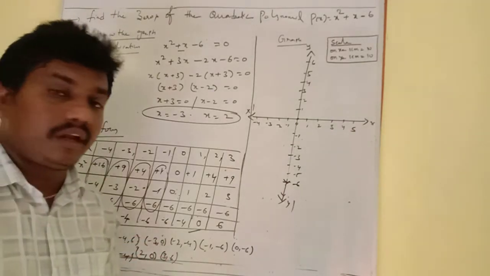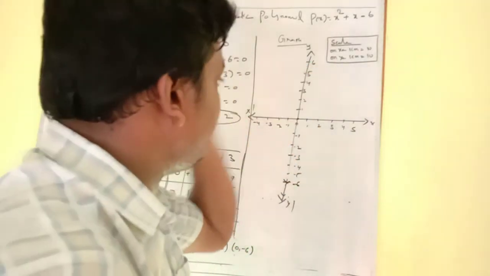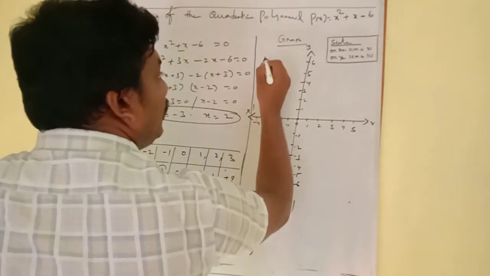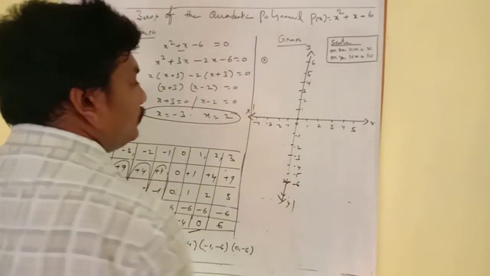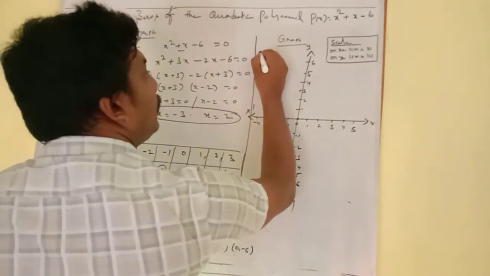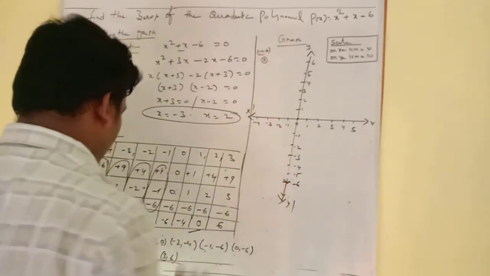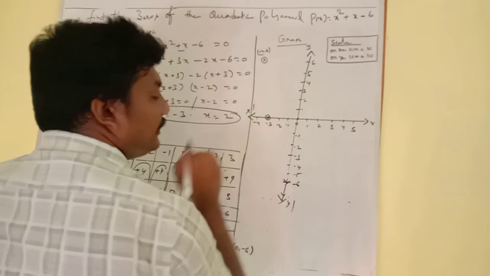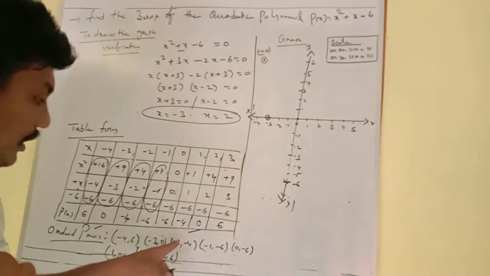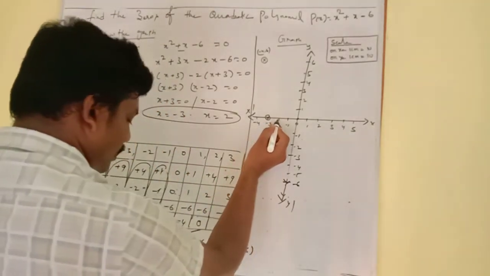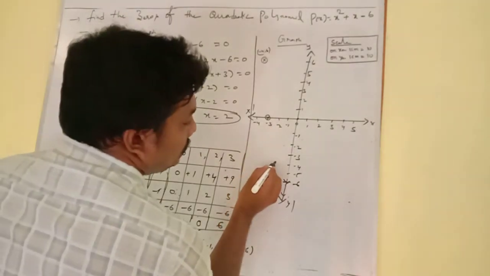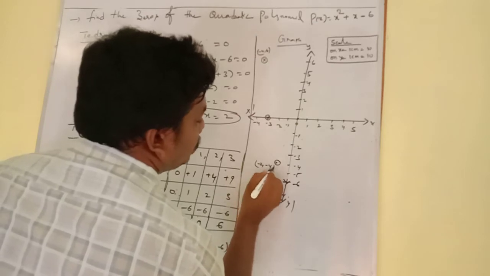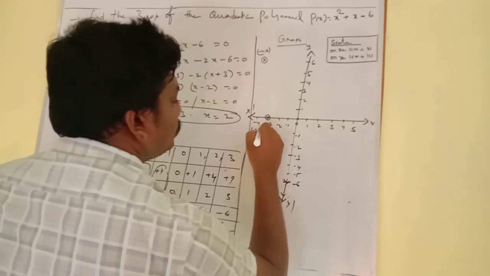Now these ordered pairs we have to place on the graph sheet. Now minus 4, comma 6. Where is minus 4 on the x-axis? Minus 4, and this is 6. This is the point minus 4, comma 6. Next minus 3, comma 0. Where is minus 3? 0 is like this only. This is minus 3, comma 0. Minus 2, comma minus 4. Where is minus 2, and this is minus 4. This is the point minus 2, comma minus 4.